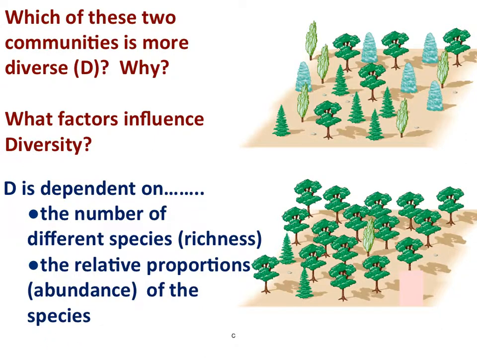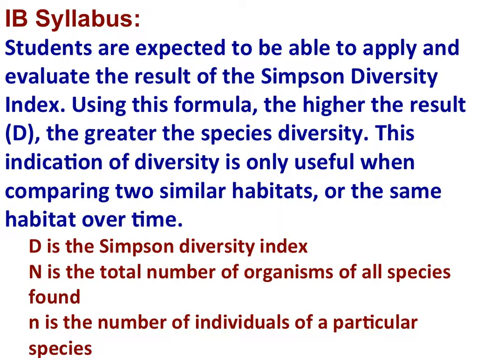So let's move to the calculation of Simpson's diversity index. Students are expected to be able to apply and evaluate the result of the Simpson diversity index using this formula. You'll see it on the next slides. The higher the result, the greater the species diversity. This indication of diversity is only useful when comparing two similar habitats or the same habitat over time. D is the Simpson diversity index. N is the total number of organisms of all species that are found. Small n, lowercase n, is the number of individuals of a particular species.